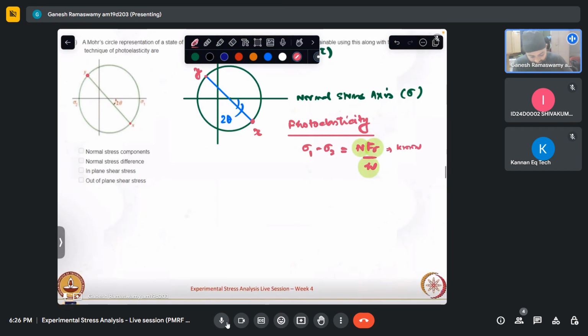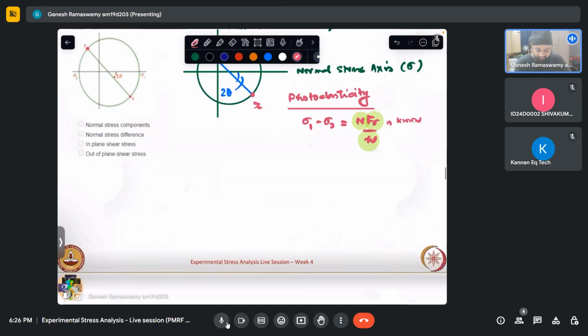Can you find out the normal stress components, normal stress difference, in-plane shear stress, out-of-plane shear stress is what is asked. So what are the normal stress components here? It is labeled already that it is X and Y. So we are talking about the XY plane. And let me draw it a little bigger.